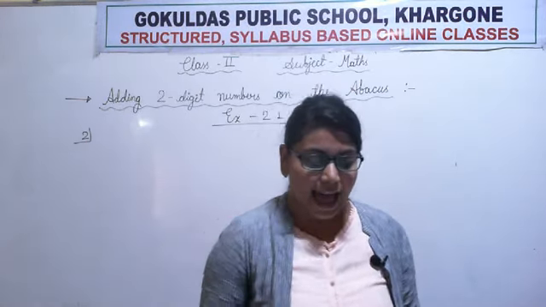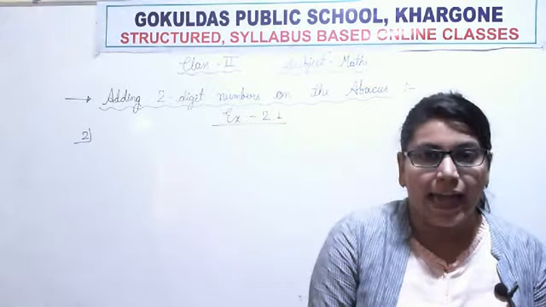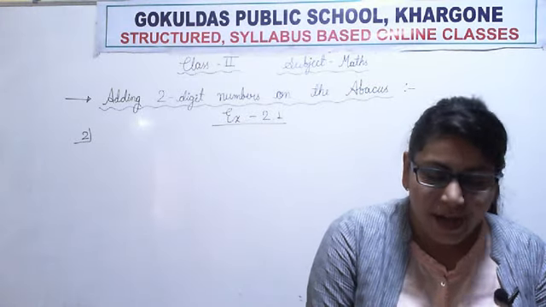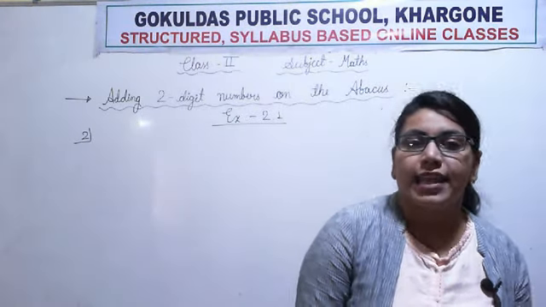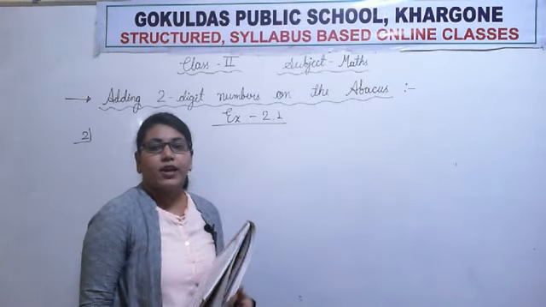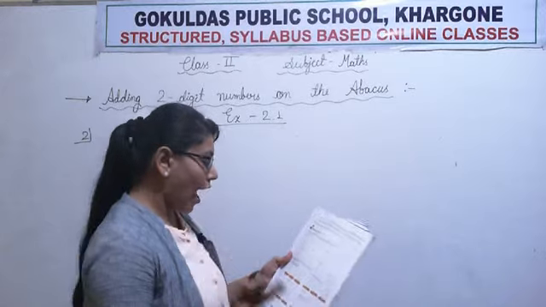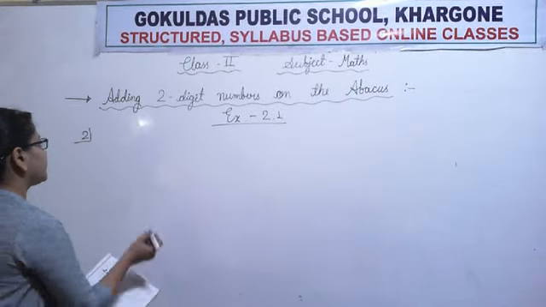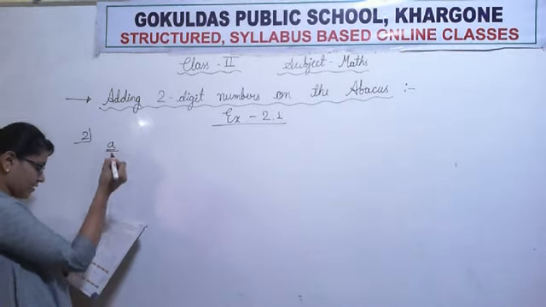I am not going to write the questions, but you have to write the question, draw beads and then add the following. First of all, we have to draw beads by looking at the number, and later we will add them. So I am not going to write the question here, but in the copy all of you have to write the question.